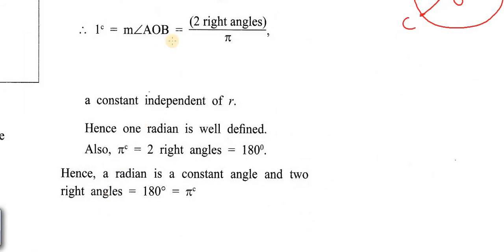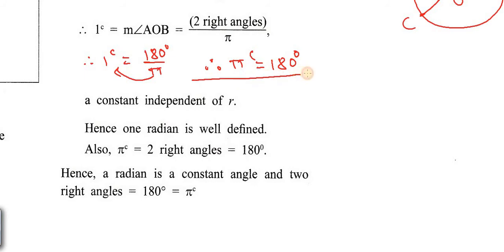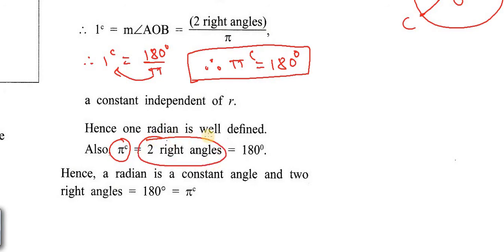Okay, now we have derived that 1 radian is a constant angle, and 1 radian is equal to 2 right angles, that is 180 degree divided by pi. Pi is a pure number, constant term, shift it to the left hand side. 1 into pi gives us pi. Therefore we can write pi radian is equal to 180 degree. Now this gives us the relation between radian measure and degree measure. Pi radian is equal to 180 degree. So this gives us pi radian is equal to 180, that is 2 right angles. So this gives us a relation to transform degree into radian and radian into degree.